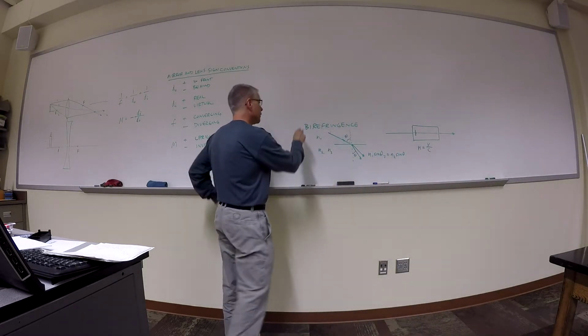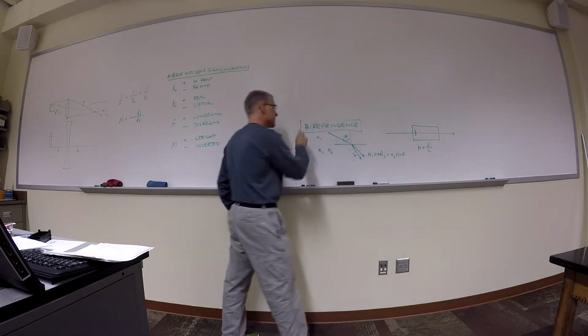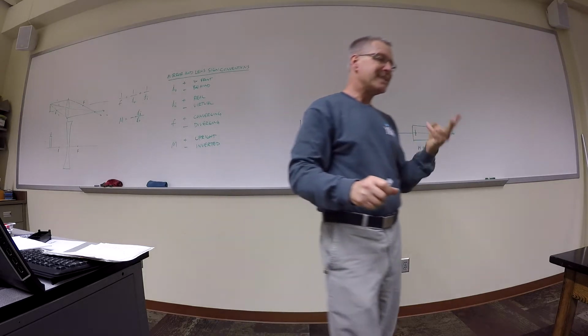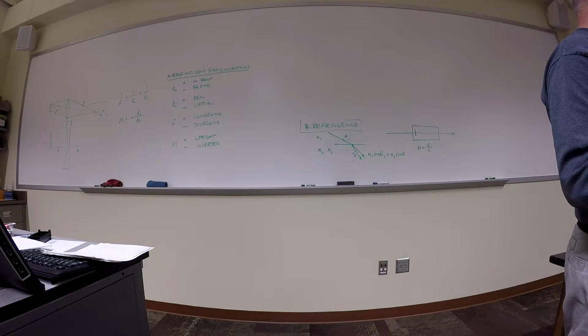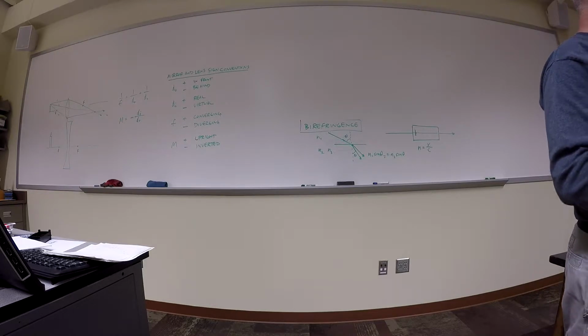That is referred to as birefringence. It basically means there's like two indices of refraction in that material. And it comes from the fact, again, that the material doesn't have the same properties this way as it does this way.